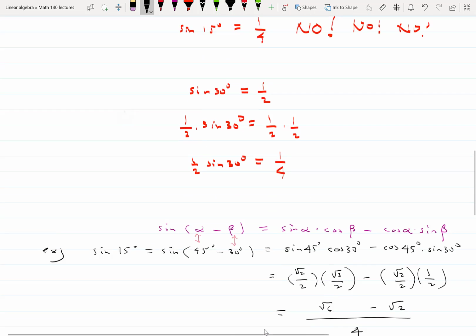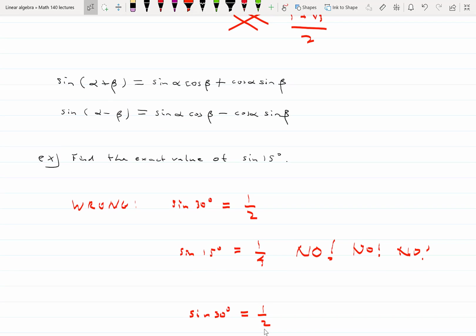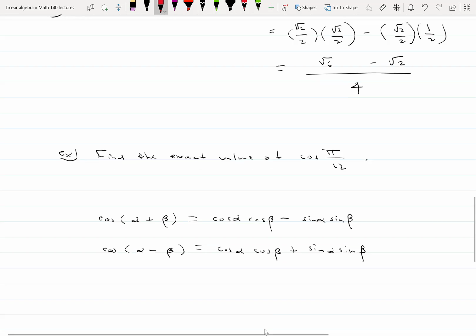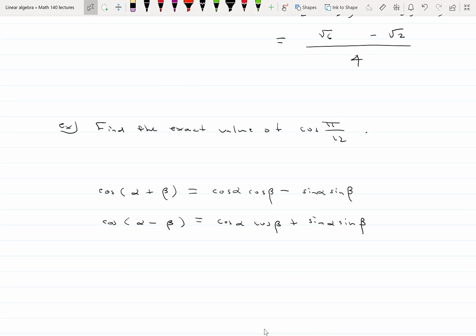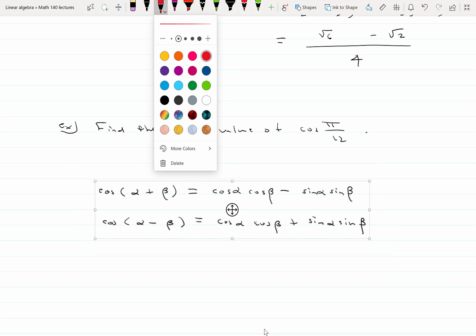So back to the original two formulas, the patterns for the sine identities. The pattern was sine, cosine, cosine, sine, and the sign in between stays the same as it was on the left, with the angles in the pattern alpha, beta. For the cosine, it's cosine, cosine, sine, sine, so it's a different pattern.